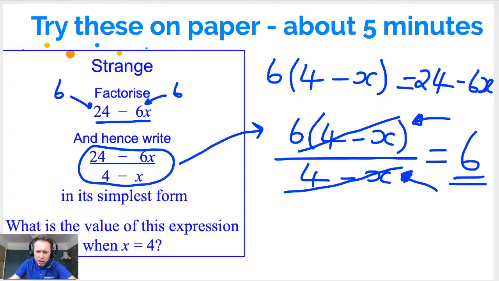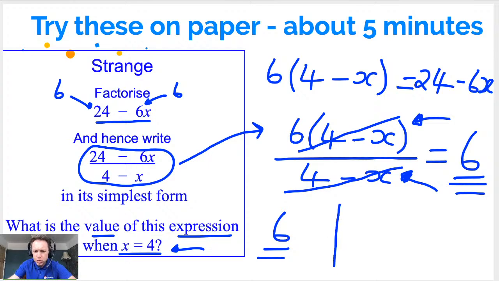The final part of the question says, what's the value of the expression when x equals 4? Well, it doesn't actually seem to matter what x is. The answer was 6. So the value of the expression, whatever value you have for x, it's always 6. Now, you might think that's quite straightforward, but actually there's something very weird about this question, and I'll put it just in the corner here.